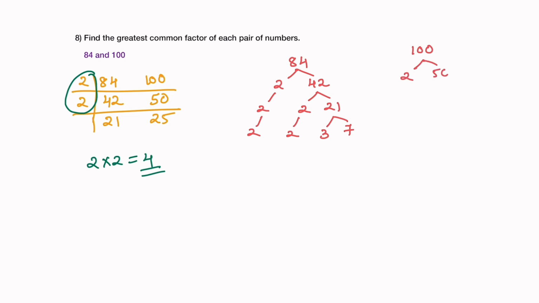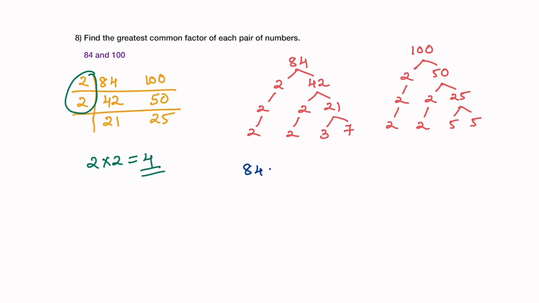2 times 50. 2 comes down. 50 is 2 times 25. 2 comes down. This 2 comes down. And 25 is 5 times 5. So I write the factors now.